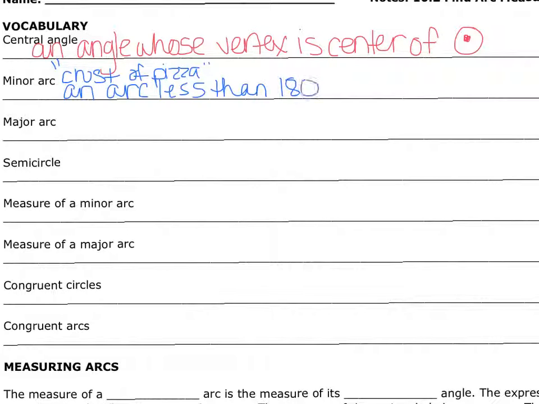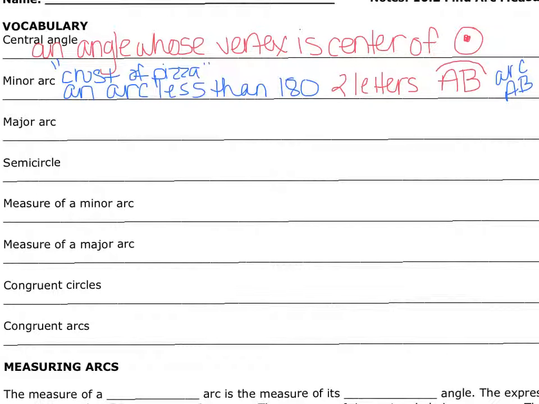Now, when we name arcs and we name a minor arc, we only use 2 letters. So all minor arcs use 2 letters, whatever the letters may be, and then you're going to put a little arc over the top. So this is read as arc AB.